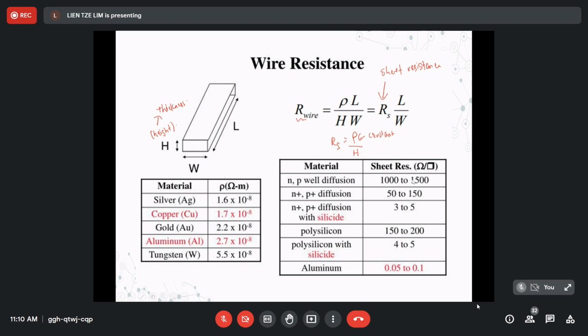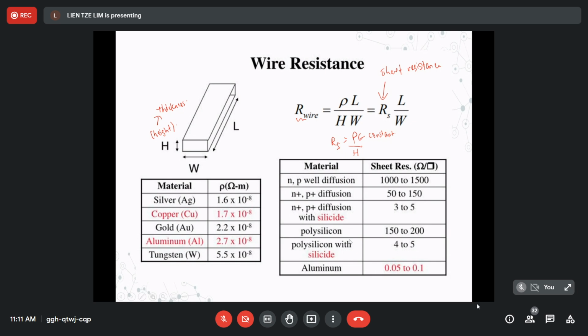As you can see here, this is the table given for the sheet resistance for different layers or different areas. The material here means the N plus or P plus diffusions, which are for the source and drain terminal. This is also the source and drain terminal with silicide, and polysilicon with silicide, and aluminum. All the sheet resistances for these are stated here.